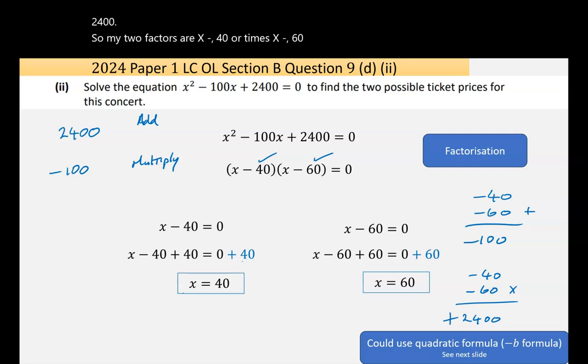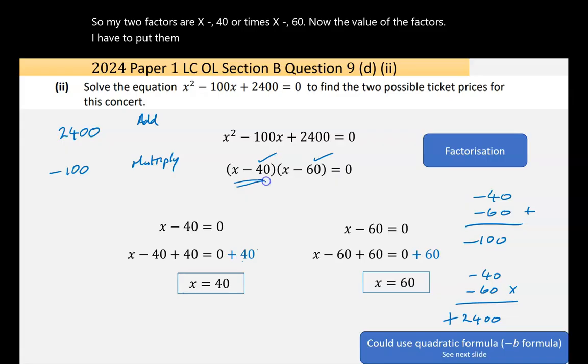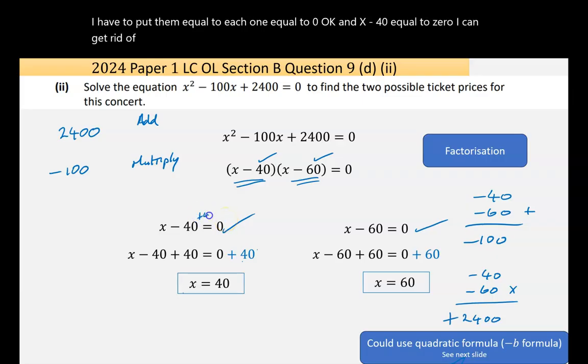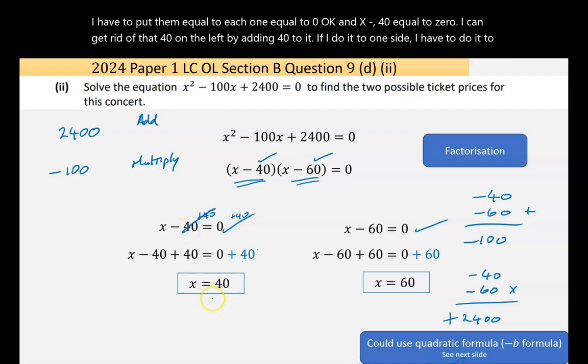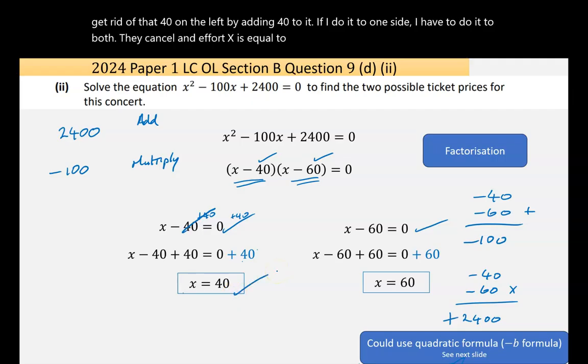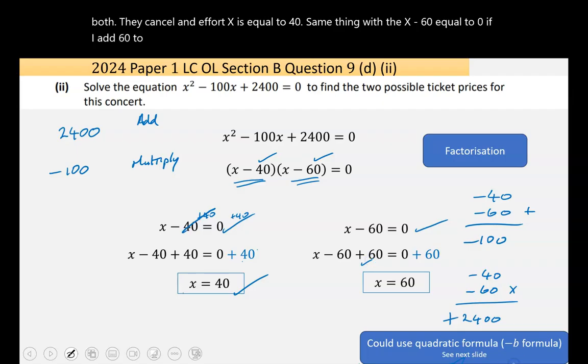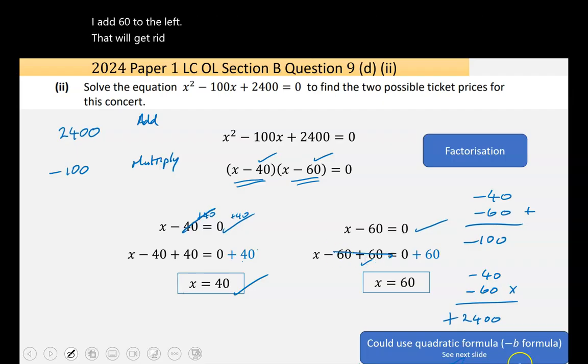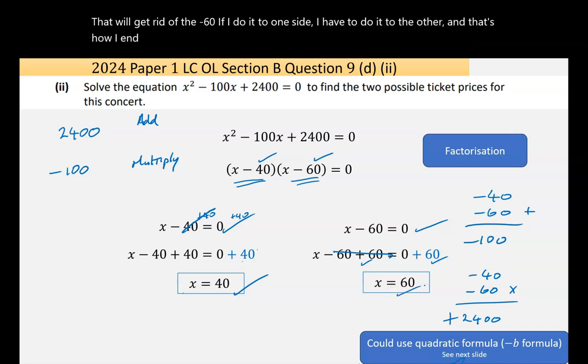Now the value of the factors, I have to put each one equal to 0. Okay, and x minus 40 equal to 0, I can get rid of that 40 on the left by adding 40 to it. If I do it to one side, I have to do it to both. They cancel. I'm left with x is equal to 40. Same thing with the x minus 60 equal to 0. If I add 60 to the left, that will get rid of the minus 60. If I do it to one side, I have to do it to the other. And that's how I end up with x is equal to 60.